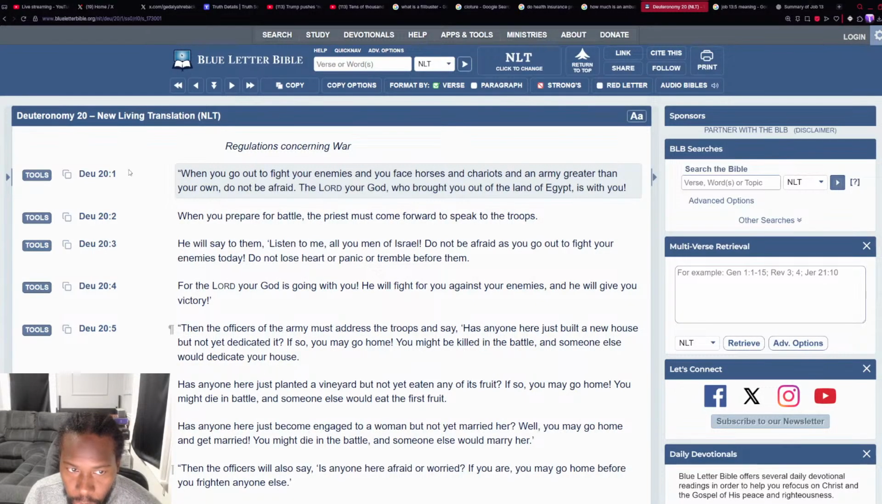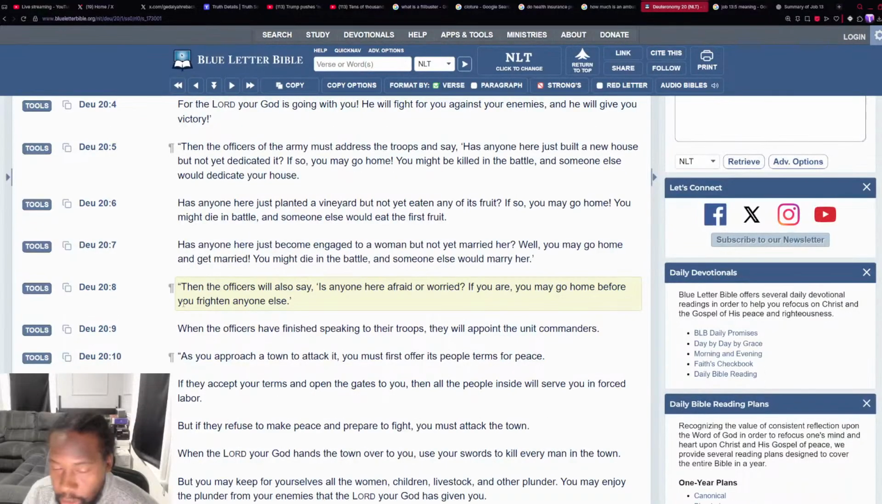Regulations concerning war. Deuteronomy 20:1. I'm gonna read it in the NLT. When you go out to fight your enemies and you face horses and chariots and an army greater than your own, do not be afraid. The Lord your God, who brought you out of the land of Egypt, is with you. When you prepare for battle, the priest must come forward to speak to the troops. He will say to them, listen to me, all you men of Israel. Do not be afraid as you go out to fight your enemies today. Do not lose heart or panic or tremble before them. For the Lord your God is going with you. He will fight for you against your enemies, and he will give you the victory. So you got to trust in Yahweh Ba'ashim Yahushua, because ultimately he's the one fighting.